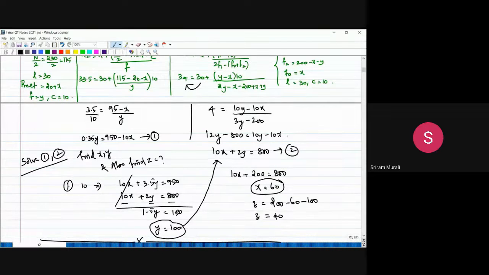34 minus 30 is 4. This is 10y minus 10x if you distribute. Here 2y plus y will be 3y. Minus 200. Plus x minus x get cancelled. Cross multiply. Then we will get this. Any doubts? Okay, sir.